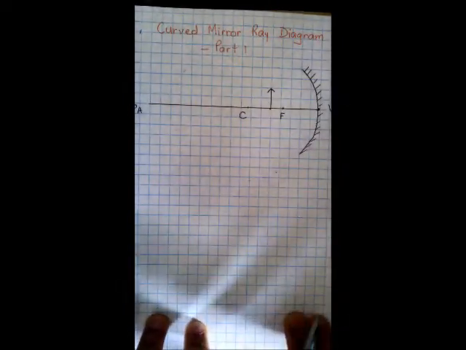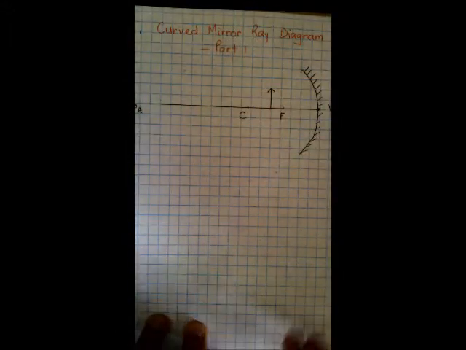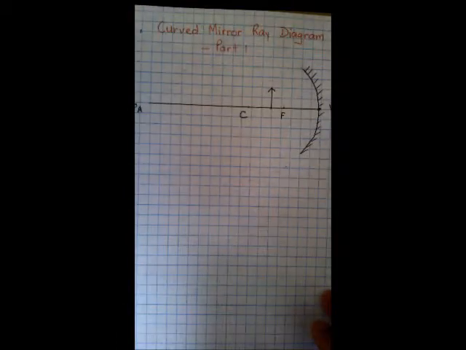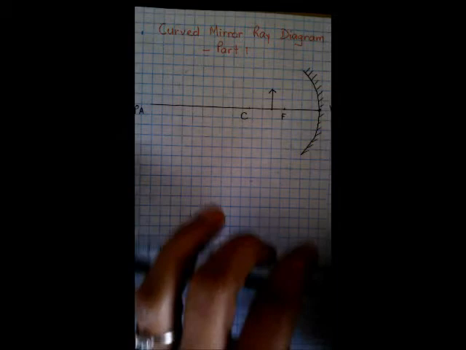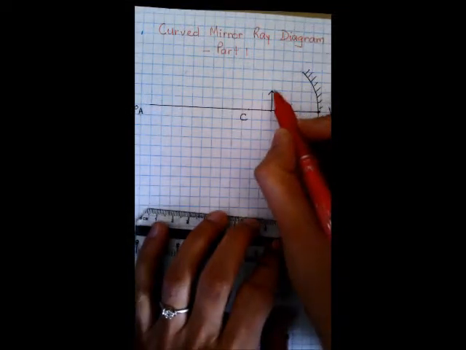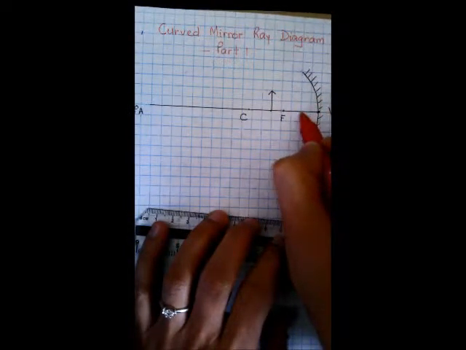Now remember that we are going to be studying 3 special rays, which will help us in drawing the ray diagrams. Ray number 1. This ray travels from the top of the object towards the mirror, staying parallel to the principal axis.